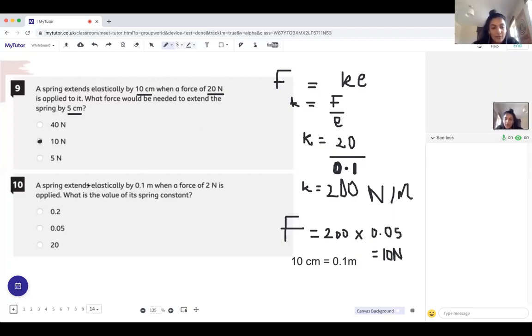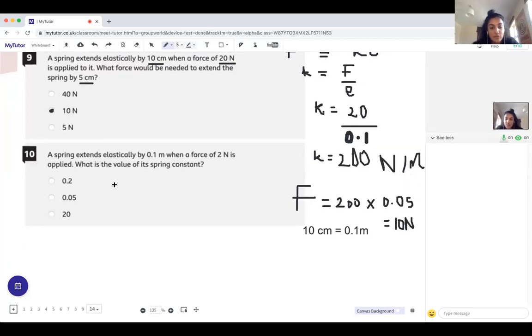Now, the second one says that a spring extends elastically by 0.1 meters when a force of 2 newtons is applied. What is the value of its spring constant? Again, we're going to be using our F equals KE, and rearranging for K, so K is F over E. And if we do 2 divided by 0.1, we get 20. So well done if you said 20 newtons per meter.